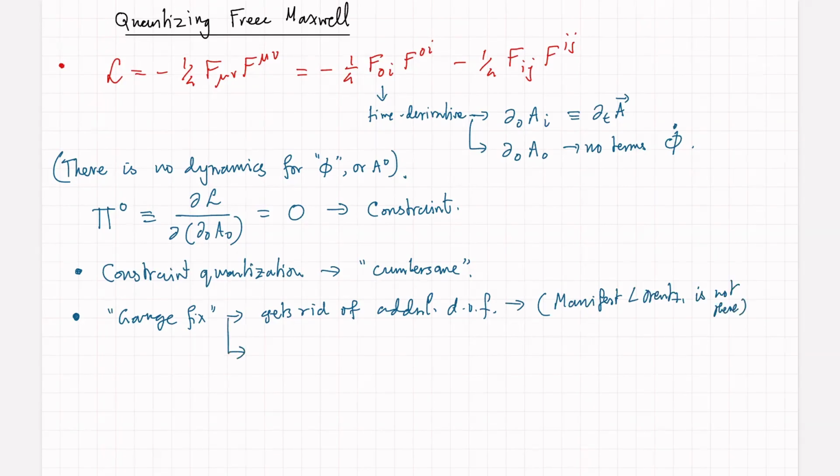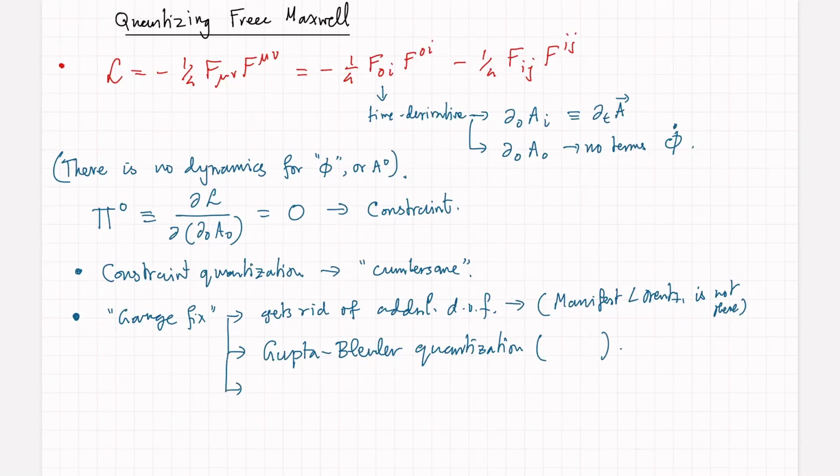There is a way to do it even with manifest Lorentz symmetry. This is called Gupta-Bleuler quantization. I suggest you can take it as a reading assignment if you like. Just look it up and read it, because we are not going to discuss this, but it's something that's nice to read. So just take it as an exercise if you want.